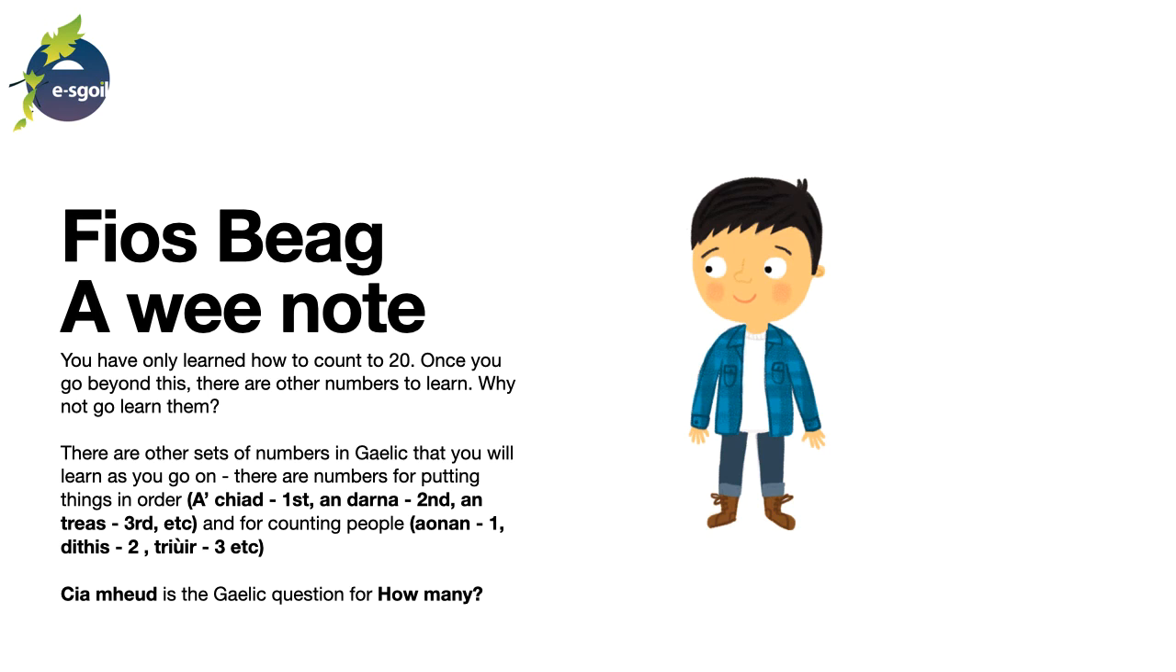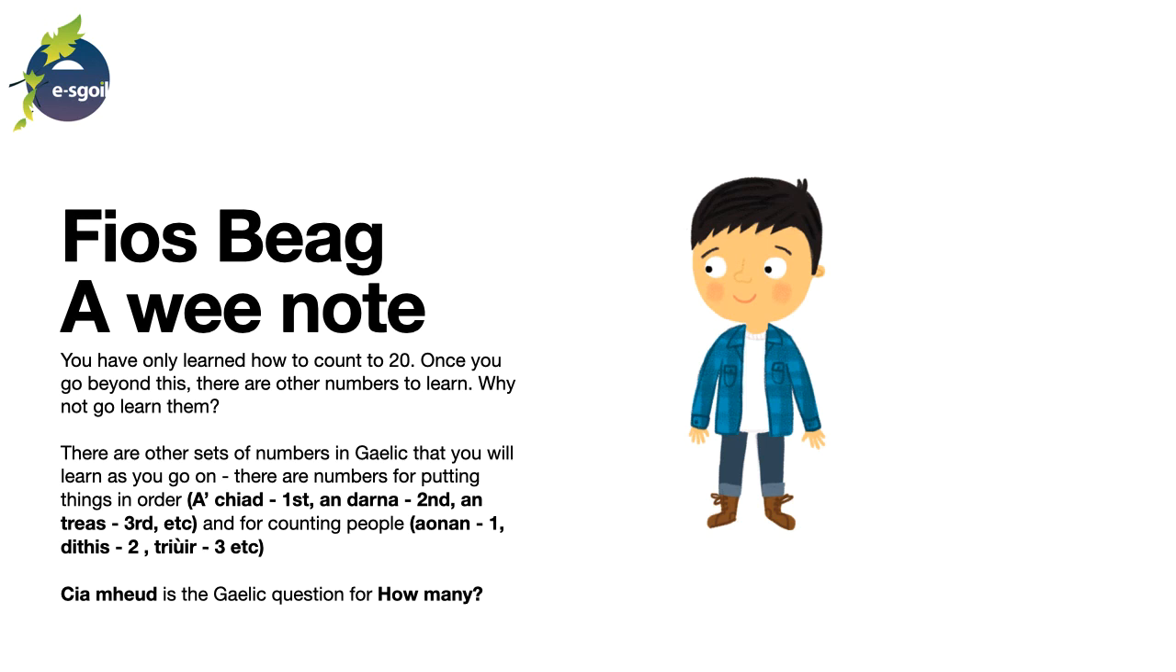A wee note. You've only learned how to count to 20. Once you go beyond this, there are other numbers to learn, obviously. But why not go and learn them? There are also other sets of numbers in Gaelic that you will learn as you go on. There are numbers for putting things in order: first, second, third.